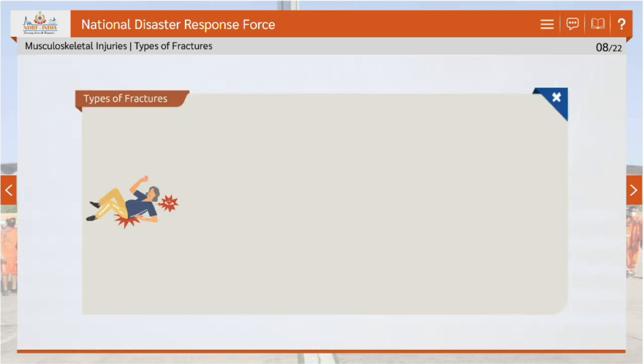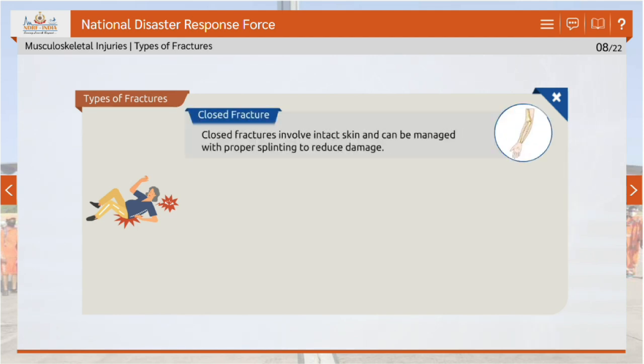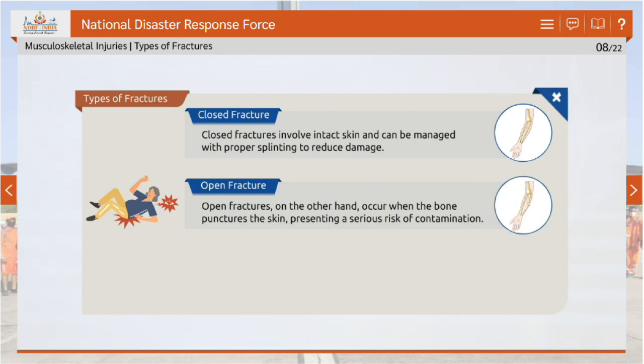Fractures can be categorized as open or closed, closed fracture being one in which the overlying skin remains intact. Proper splinting can help reduce the damage associated with a closed fracture. In open fracture, if the broken bone punctures the skin, it is called an open or compound fracture. The bone may or may not protrude through the wound. Open fractures are serious because of the risk of contamination.